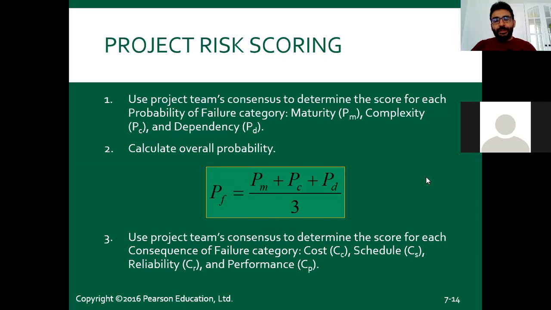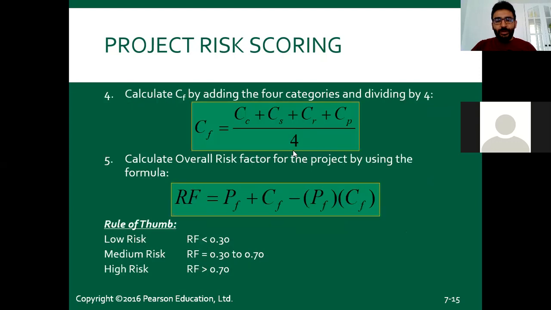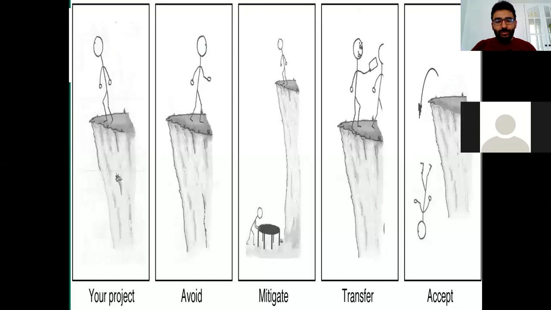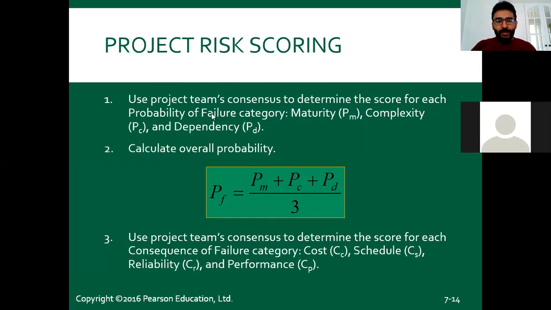So there are project risk scoring calculations, but I don't want to introduce that for you because there are many simple models and we don't need to do them actually. Don't worry about them. But don't forget that the two components are here: probability and the consequence, the likelihood and the impact. These are the two important things about calculating the risk. It's very important.